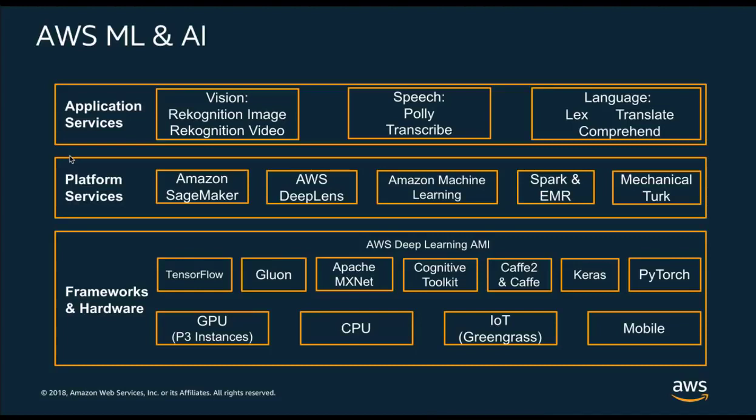And both of those layers sit on top of the frameworks and hardware. This area is focused on making AWS the best place to run a variety of deep learning frameworks, whether that's TensorFlow, Apache MXNet, PyTorch, or any of the others, as well as focusing on giving you a variety of compute options for whether that be GPU instances like P3s to train your deep learning models, or whether that be CPUs to do inference or training, or IoT or mobile device.